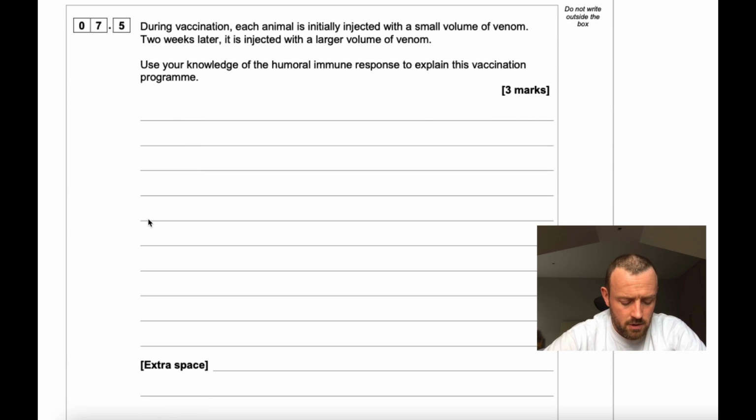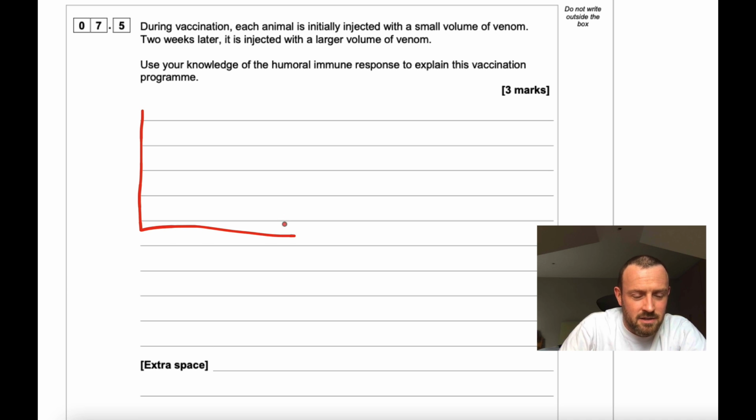During vaccination, each animal is initially injected with a small volume of venom. Two weeks later it is injected with a larger volume of venom. Use your knowledge of the humoral immune response to explain this vaccination program. Okay, so the image that you want in your head is this primary and secondary immune response.